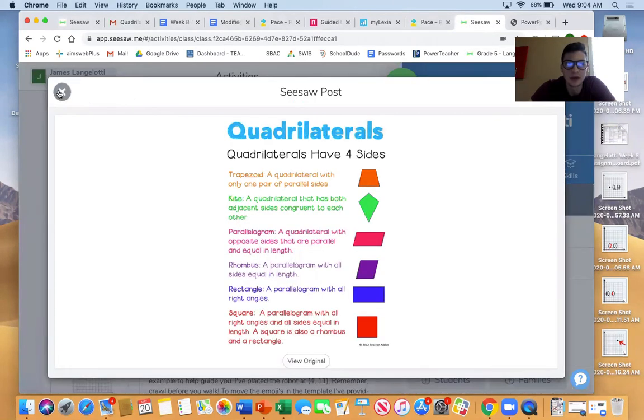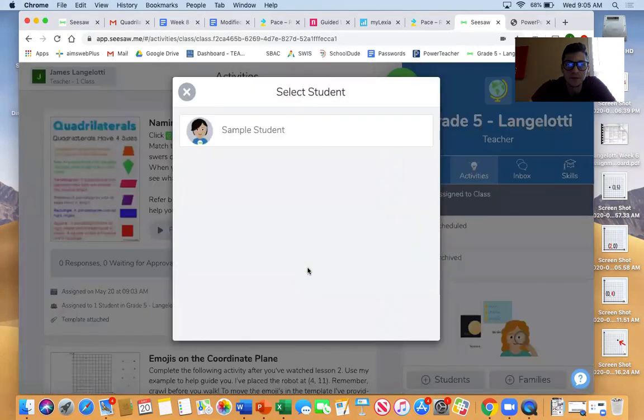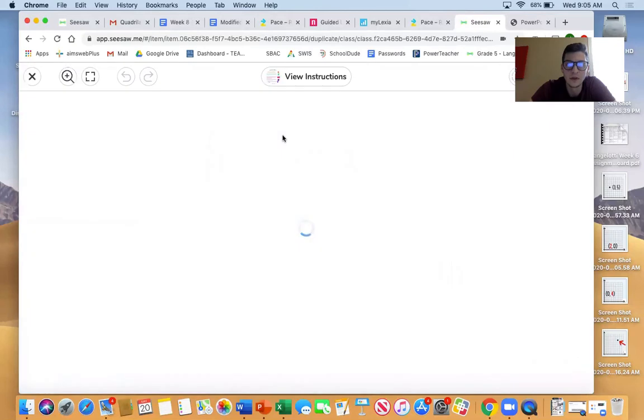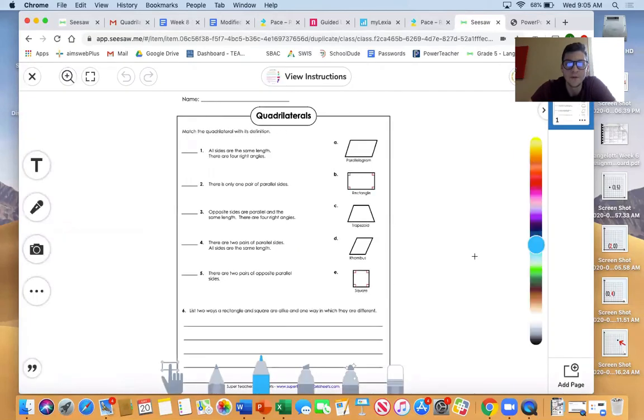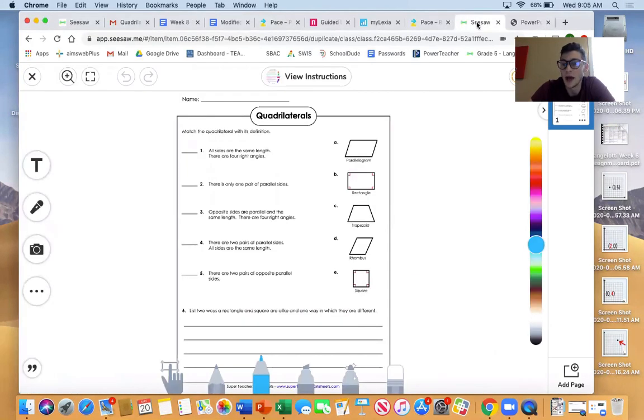Okay, go back to Seesaw. To complete the actual assignment, you're going to click Add Response. But before you click Add Response, you want to make sure you read all of the directions. Okay, so you're going to click Add Response. All right, now your job is to match the quadrilateral with its definition. As I mentioned, you're more than welcome to use the chart right here, or you can go back to the video and refer to the properties that we discussed there.